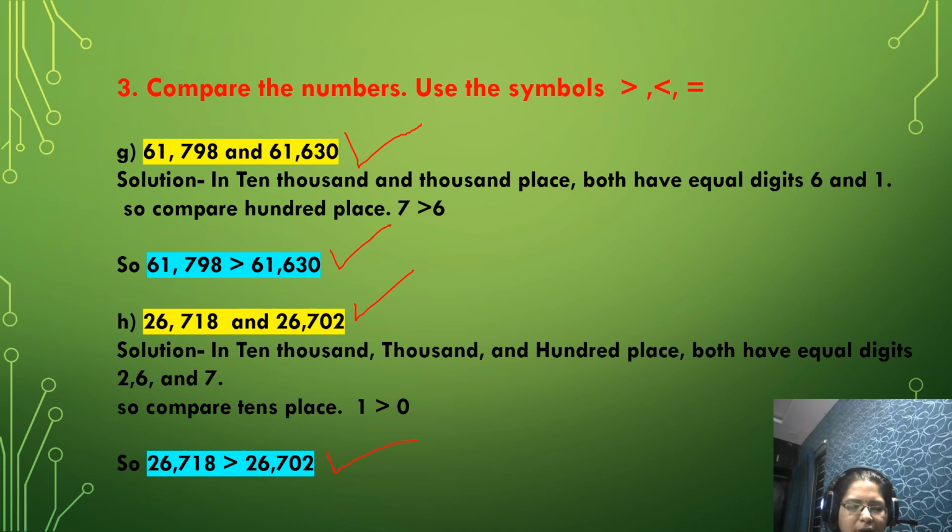Here also 7 and 7 both are equal, so next we move to the tens place digit. Here in the tens place, in the first number 1 is there, in the second number in the tens place digit 0 is there, so we know 1 is greater than 0. So 26,718 is greater than 26,702.